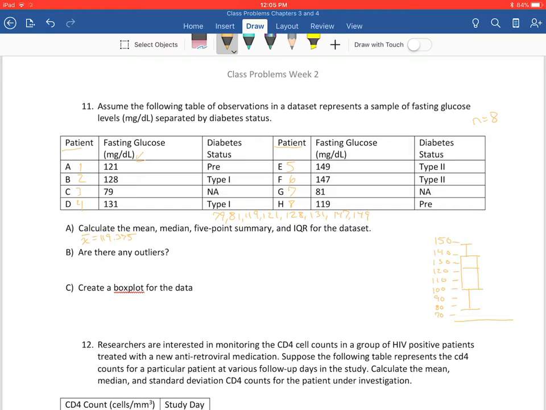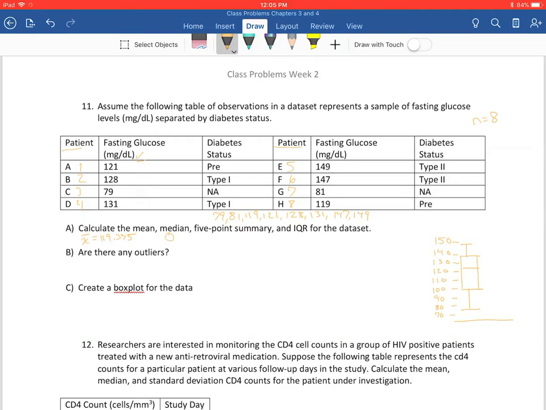Great, we know there's n, so it's an even number, so we're going to have to find the middle between the 2 points for our median. When we do that, our median is going to be between 121 and 128. Add them up, divide by 2, and you get a median of 124.5, and you'll see that in our 5-point summary.